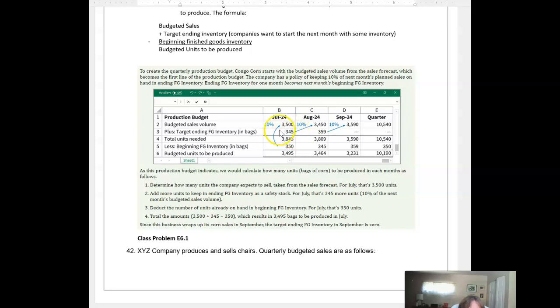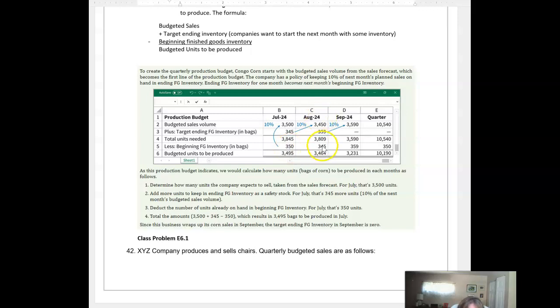Okay, and we didn't have a number for the first month for July. Maybe they gave it to us, did they? I think they did. Yeah, for July, that's 345 more units. Okay. And we don't have October's, so we can't figure out December's. So we're just looking really at these 2 months. So this is the total units needed. Then I'm going to subtract my beginning finished goods inventory, and I'll tell you that in a second.